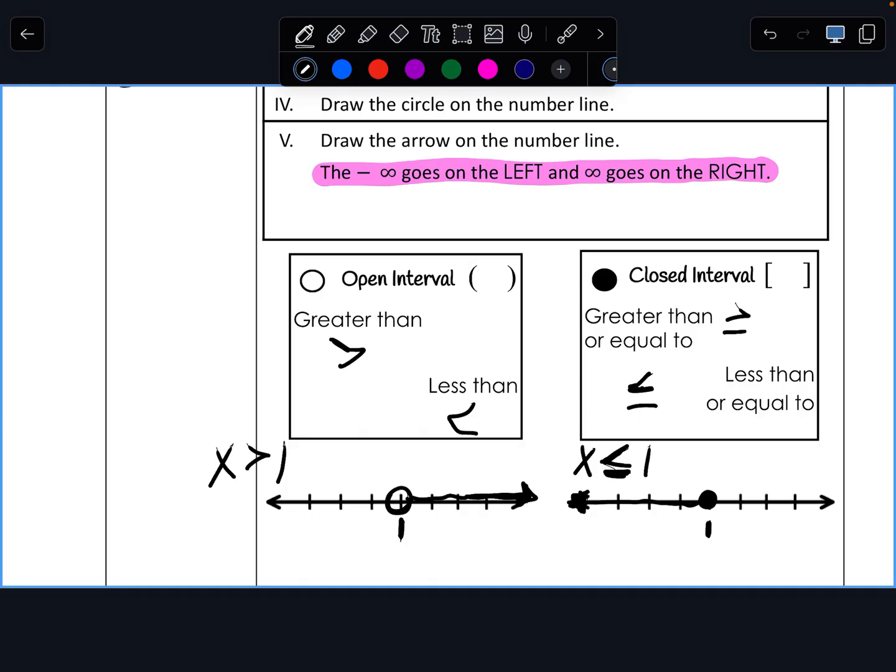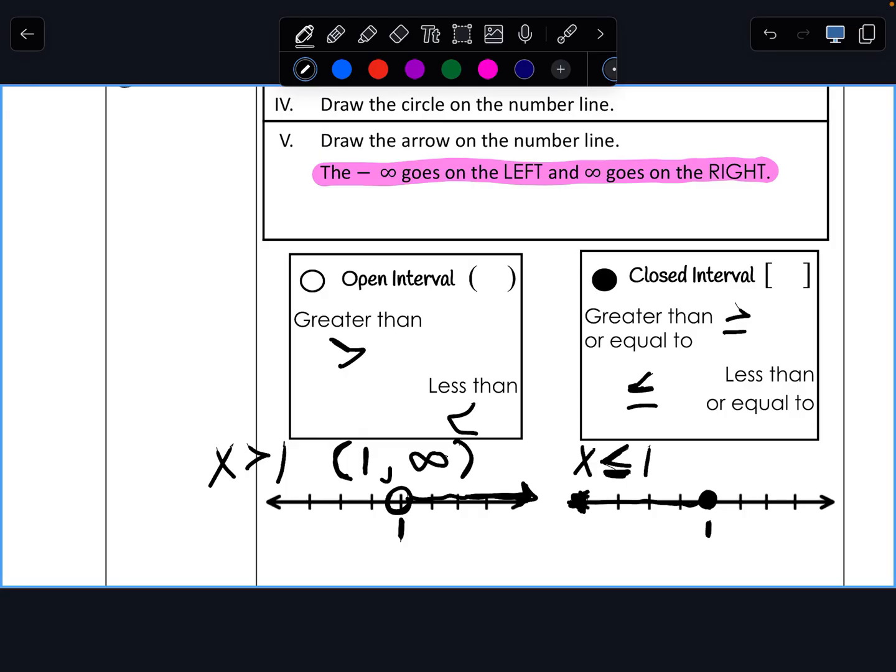Now, if I were to write this in interval notation, if x is greater than 1, the smaller value would be 1. That would be my smallest value. I have an open circle, meaning it's an open interval, meaning I would need to use parentheses. I would do a comma, I would do my infinity. And when you use infinity signs, you always use parentheses.